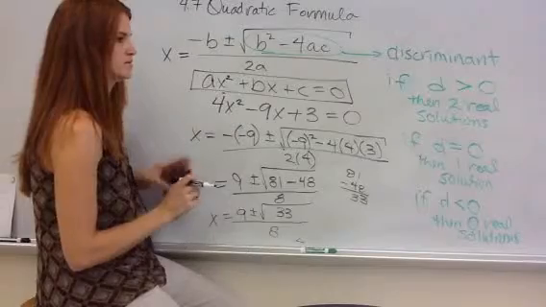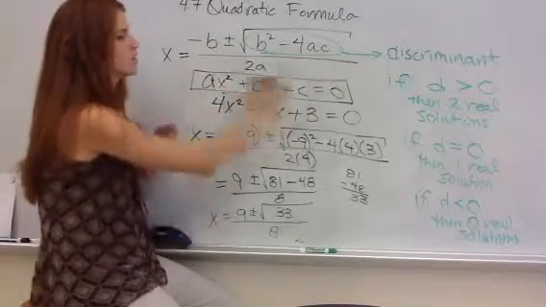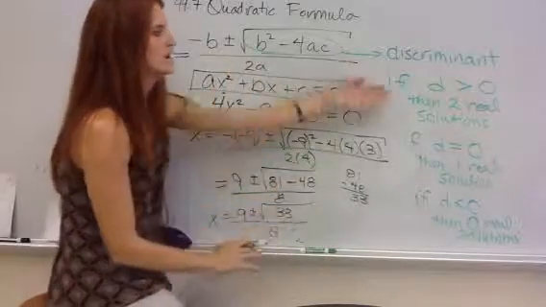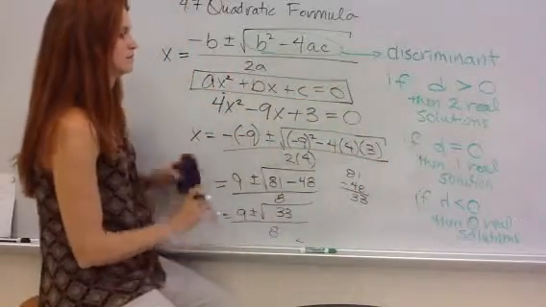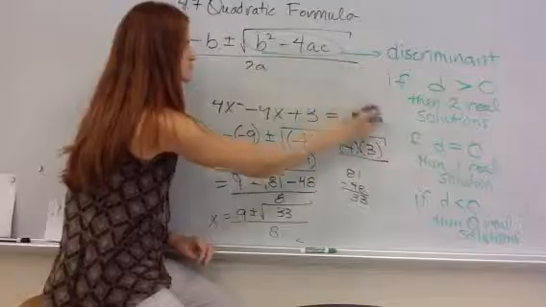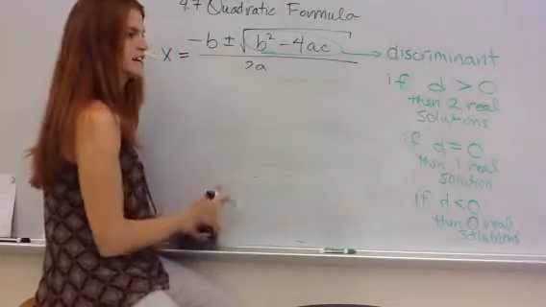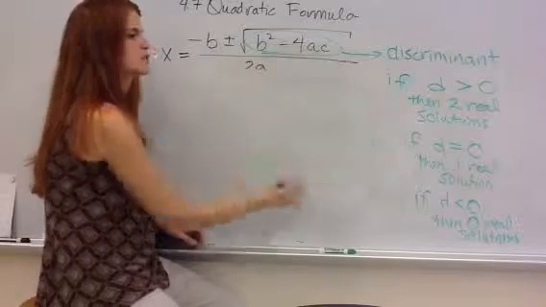Let's try another one. So this is what we do when we use a quadratic formula. Now let's use a discriminant and see how many solutions we're going to get. So for this next one, we want to determine what kind of solutions I'm going to get.